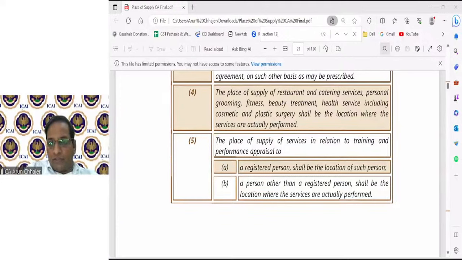Immovable property in India, place of the supply is equal to LOR. Absolutely. Correct.